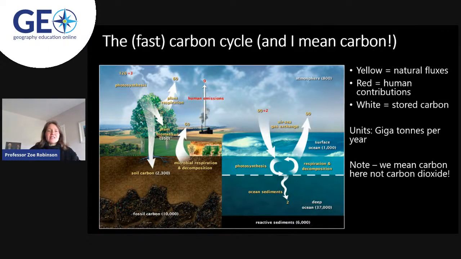So we need to understand our carbon cycle and that system of cycling of carbon and how humans have influenced this cycle.